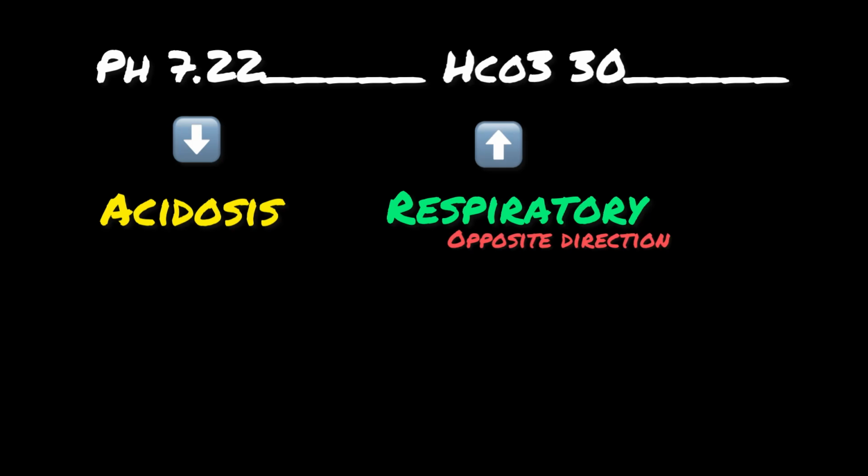Another example is pH of 7.22 and bicarb 30. pH 7.22 is down, acidosis. Bicarb of 30 is up, respiratory. Respiratory acidosis, because they are in different or opposite directions.